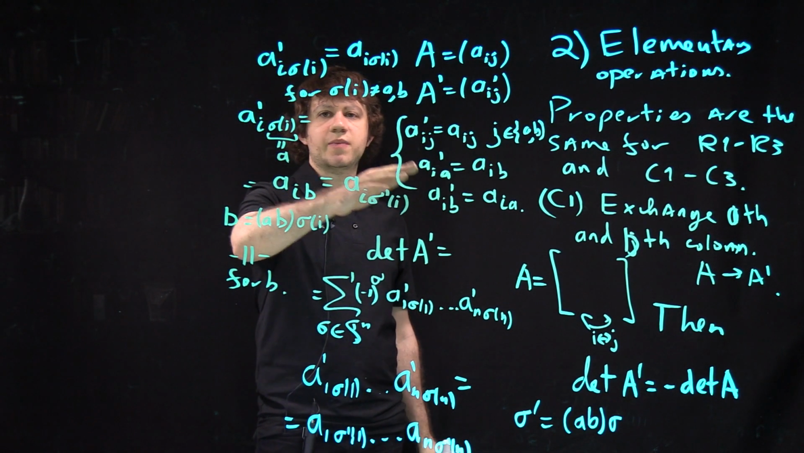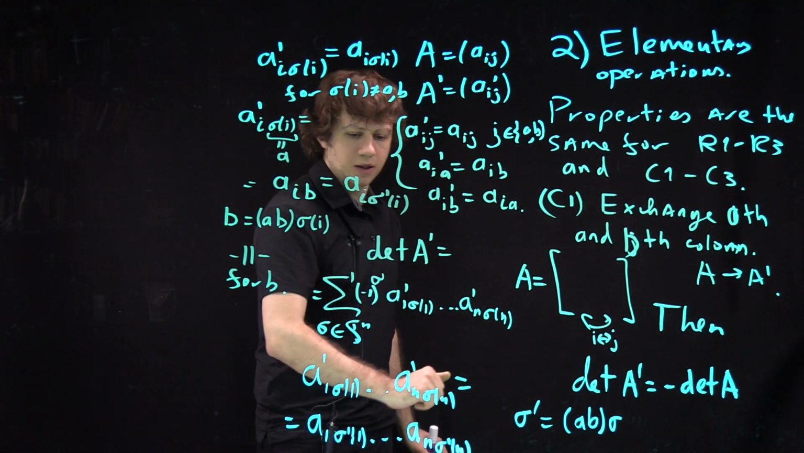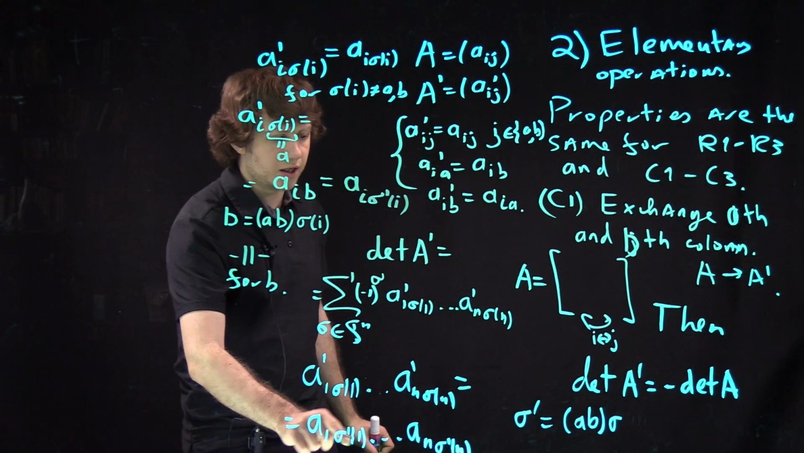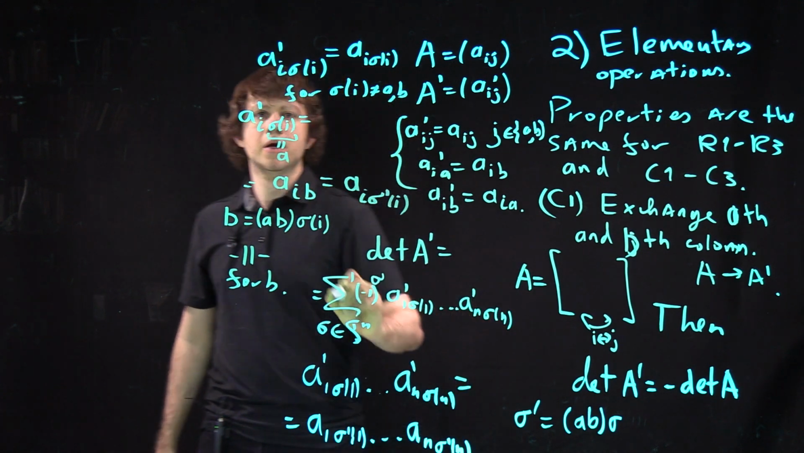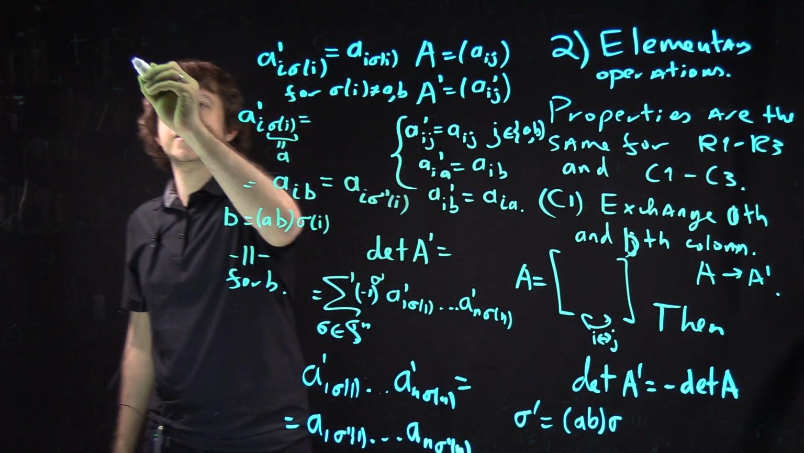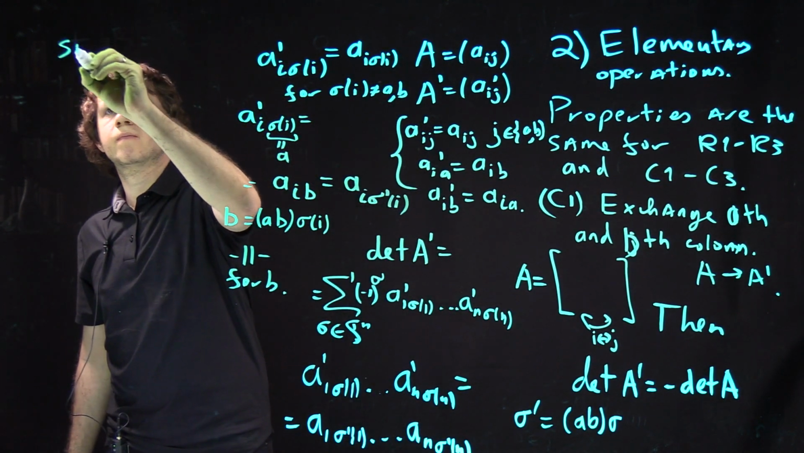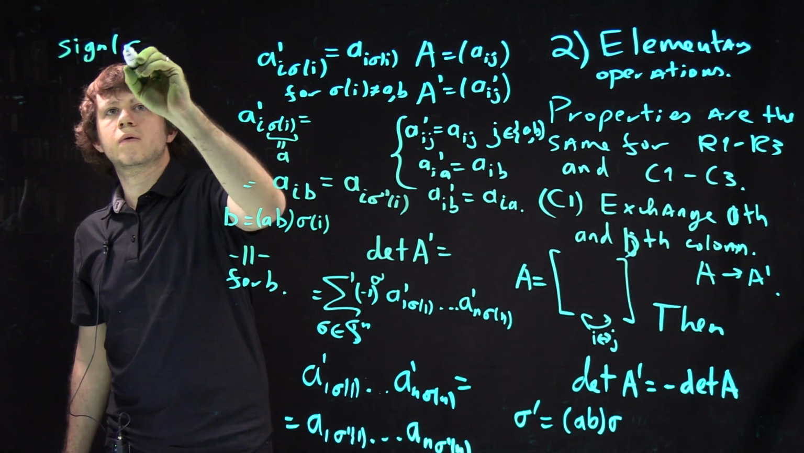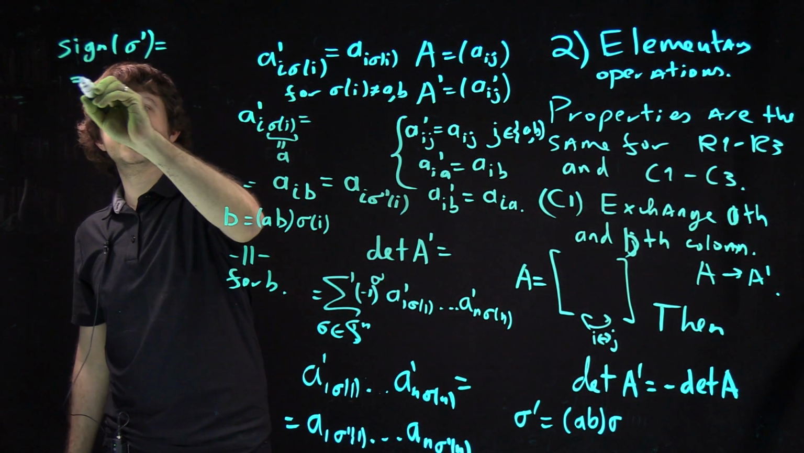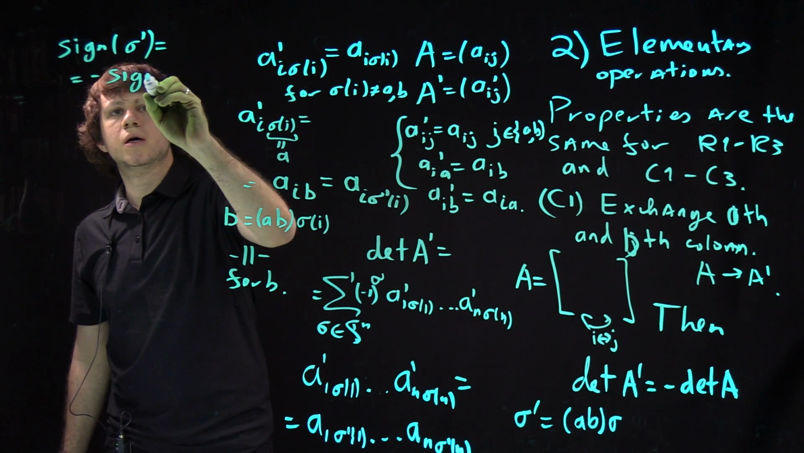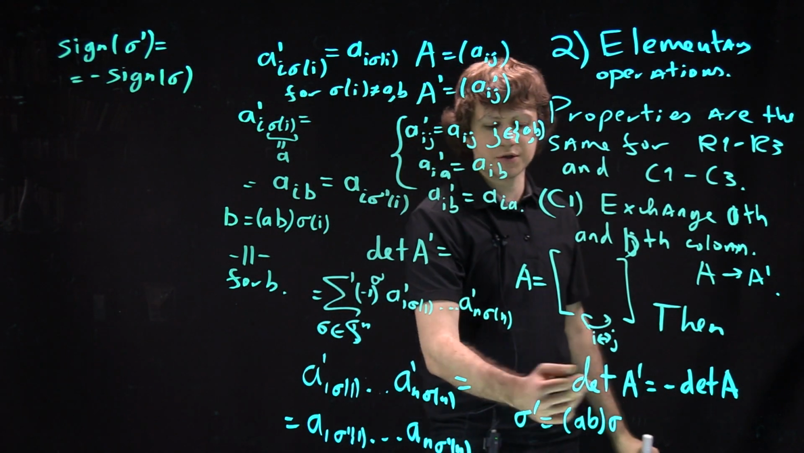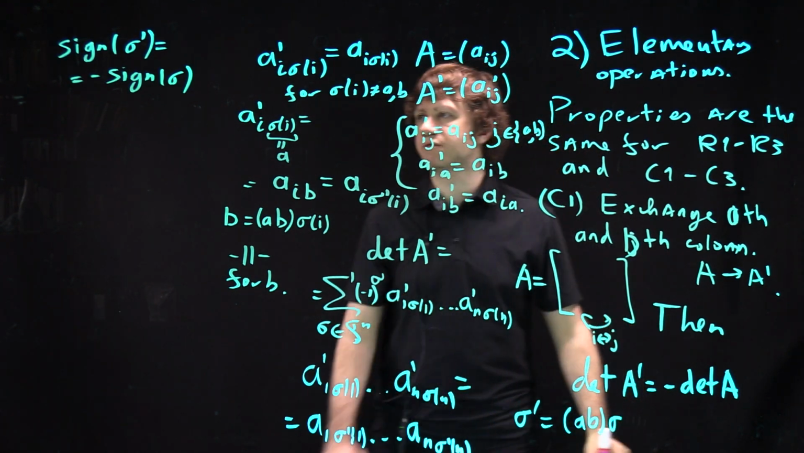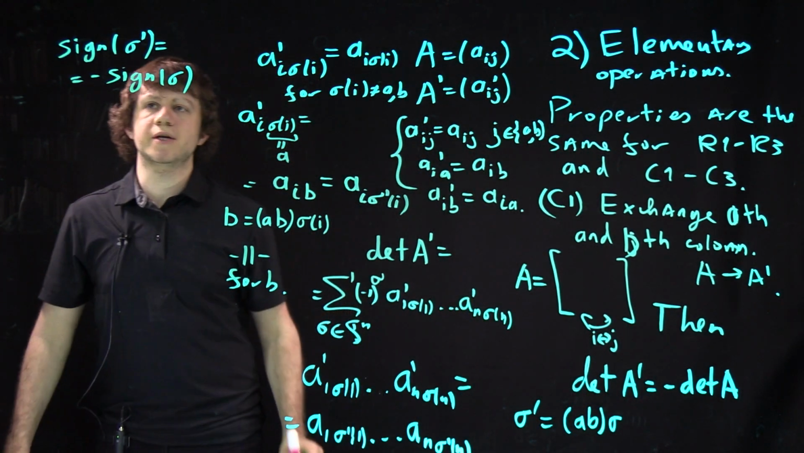And so we get that basically these monomials agree, except now instead of sigma we take another permutation where we multiply on the transposition. But then notice that sign of sigma prime is minus sign of sigma, because if sigma was a product of an even number of transpositions, sigma prime will be a product of odd number of transpositions, and vice versa.